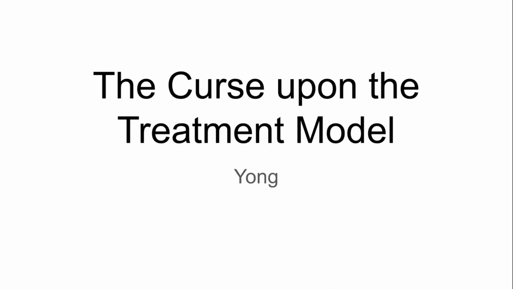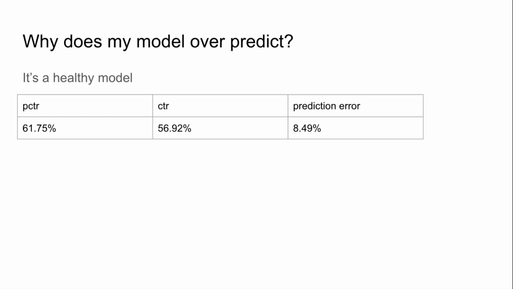Does your model overpredict in A/B test? This video explains what happens in A/B test and what causes overprediction. This is one of our experiments. The treatment model overpredicts 8.49% on its own traffic. This video explains why the observed overprediction is fake. The model doesn't overpredict. It's a healthy model.